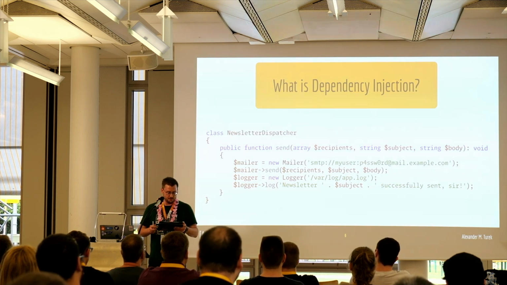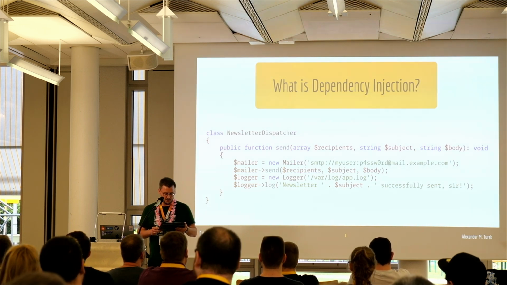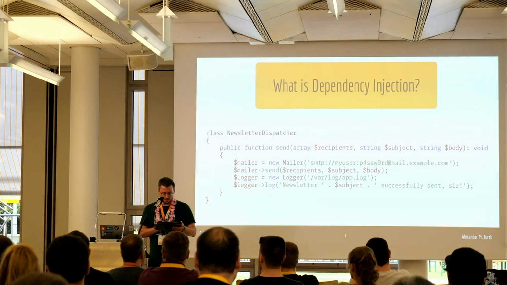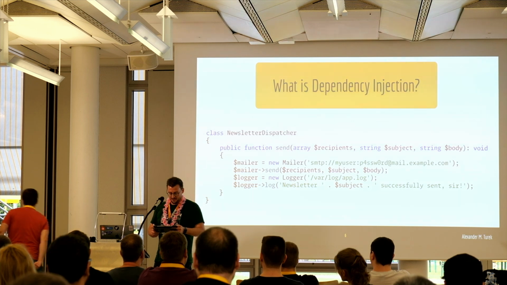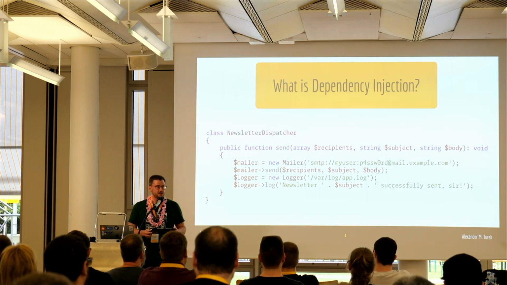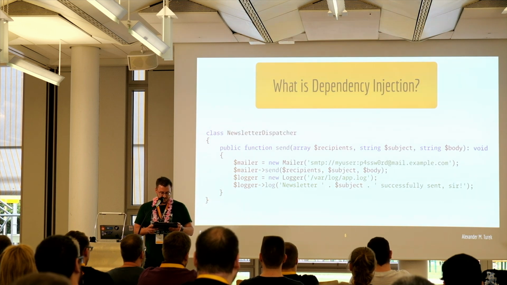it needs a logger. So it creates its mailer, it creates a logger, it knows where the mails can be sent, it knows where logs can be written to. And so it sends a mail, and then it logs that it has sent a mail. So great. But what's the problem with that?